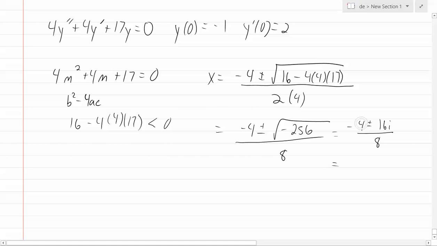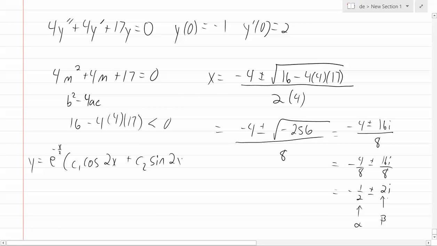So that is, use termwise division, -4 over 8 plus or minus 16i over 8, -1/2 plus or minus 2i. Alright, so alpha is equal to -1/2 and beta is equal to 2. So the equation we're going to use is e to the negative x over 2, because that's negative alpha x, times c sub 1 cosine of 2x plus c sub 2 sine of 2x.